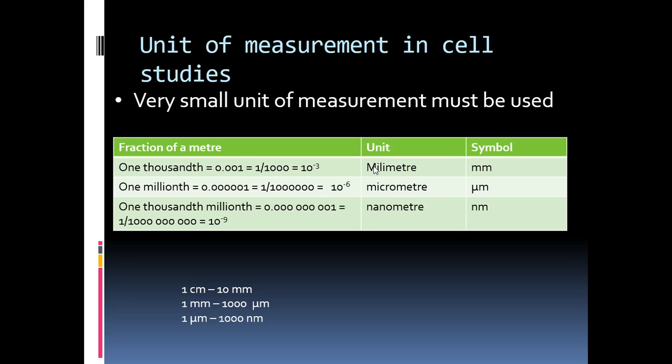Especially micrometer, right? So to help you to memorize this, always remember the conversion that I have down here, right? Always remember that 1 centimeter is equal to 10 millimeter, and 1 millimeter is equal to 1000 micrometer, and 1 micrometer is equal to 1000 nanometer, right? This will help you a lot because a lot of the questions revolve around converting certain units to certain units, right?